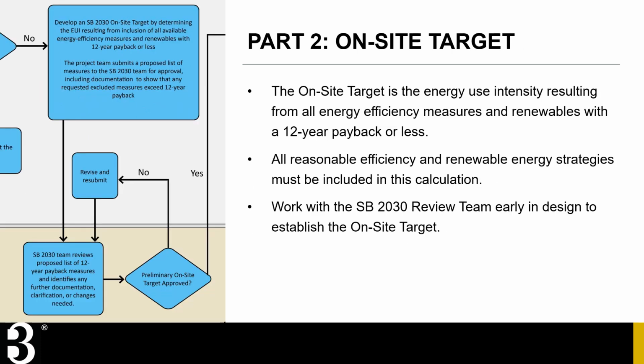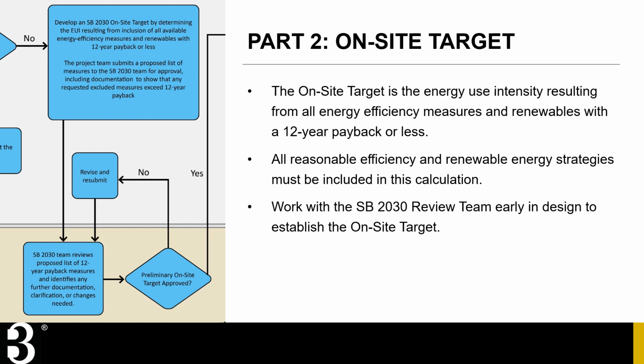If the project is not able to cost-effectively meet the SB 2030 standard with on-site resources, you will need to demonstrate that you have reasonably exhausted alternative design options and propose a SB 2030 on-site target. This target should be the energy use intensity resulting from all efficiency measures and renewables with a 12-year payback or less. The SB 2030 review team will review this documentation and may request that additional strategies or cost evaluation be considered before approving the on-site target.